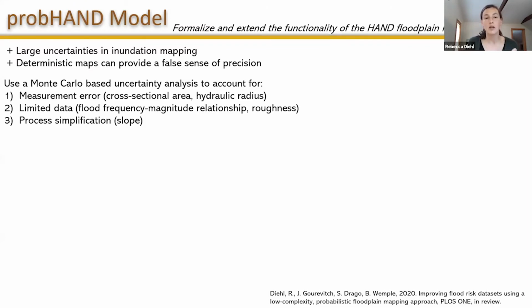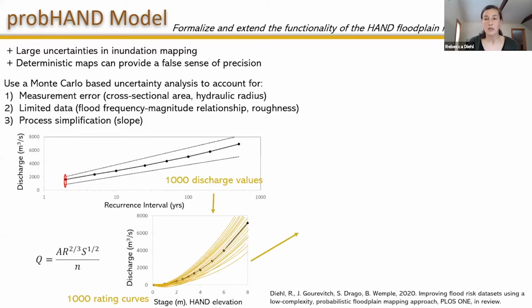And so to do that, we incorporated a Monte Carlo-based uncertainty analysis to account for various sources of uncertainty, including limited data, measurement error, and process simplification in a variety of those inputs. We defined probability density functions for each of these inputs and ran the model 1,000 times, sampling from those probability density functions to create 1,000 different rating curves and 1,000 different discharge values to sample from those rating curves, to come up with 1,000 solutions.